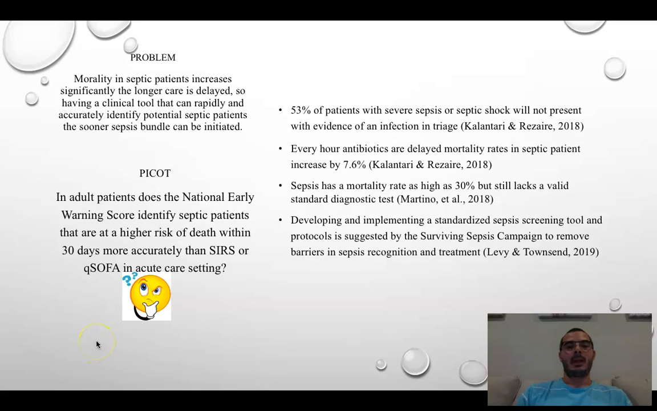The problem that I came up with is mortality in septic patients increases significantly the longer care is delayed. So having a clinical tool that can rapidly and accurately identify potential septic patients, the sooner sepsis bundles can be initiated. The reason that this is important is because every hour the care is delayed in a septic patient, it increases mortality rates. Sepsis has a mortality rate as high as 30%, but still lacks a valid diagnostic test.